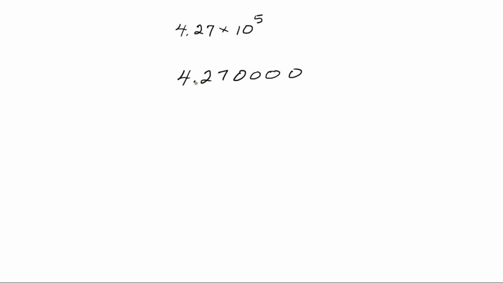I need to take this decimal and move it 5 places. I know that I need to move it this many places, however many places that exponent is telling me to. I need to move this decimal 5 places. 1, 2, 3, 4, 5. So right in between those two numbers. So my final answer is 4,270,000.